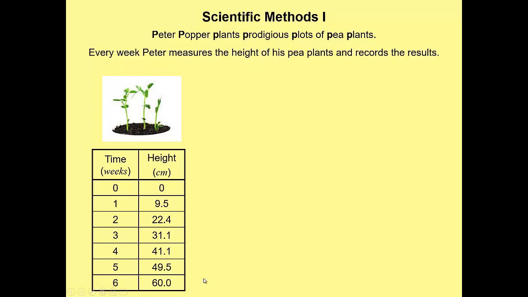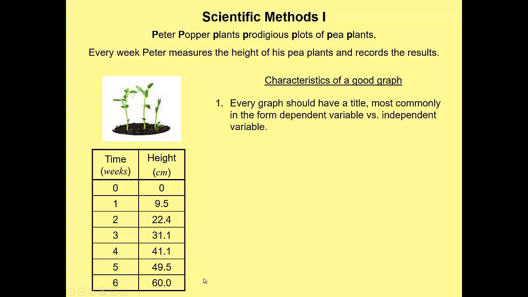So that's why we often make a graph. So here are some characteristics of a good graph. Good graphs have a title, right, so that anybody looking at the graph knows what's being graphed. Now you can make some sort of fancy title, Peter Piper's prodigious pea plants or something like that. I guess Peter Popper's prodigious pea plants.